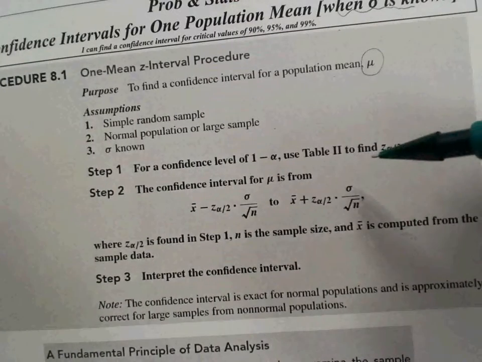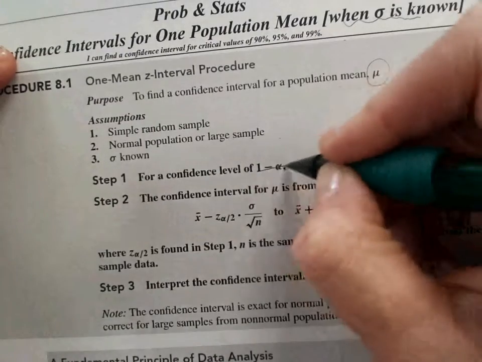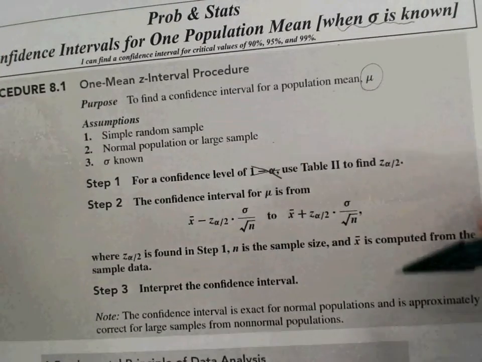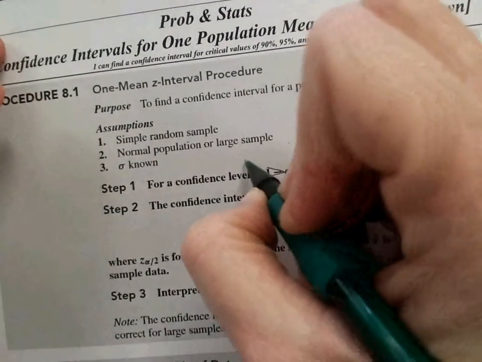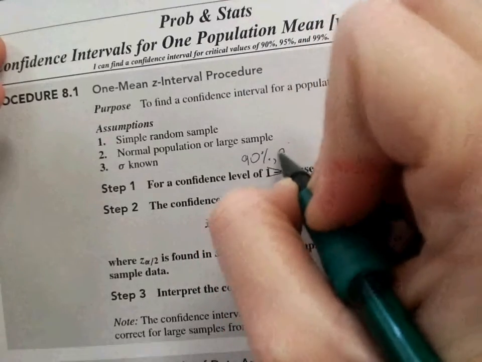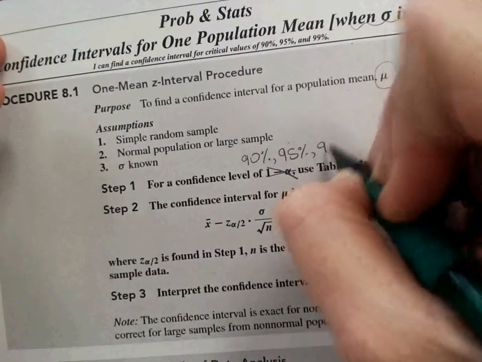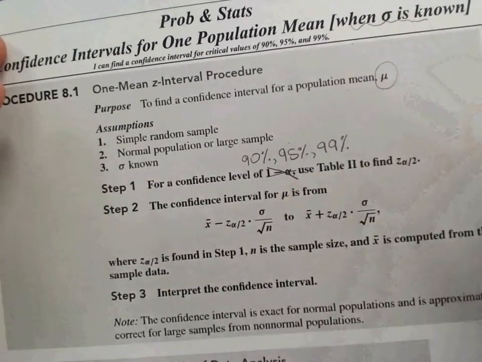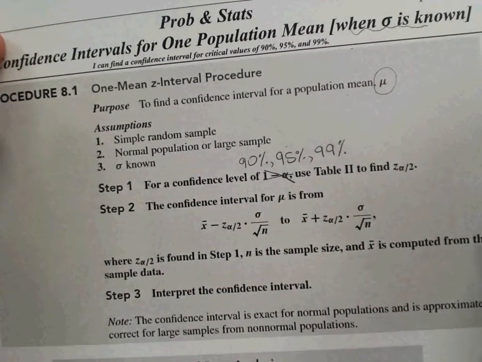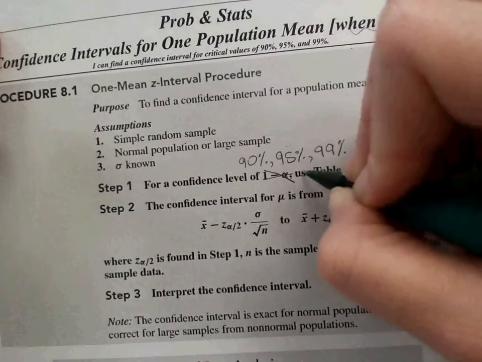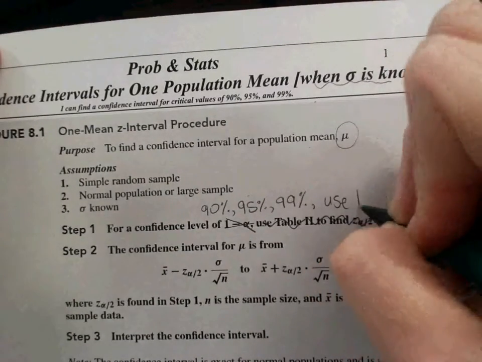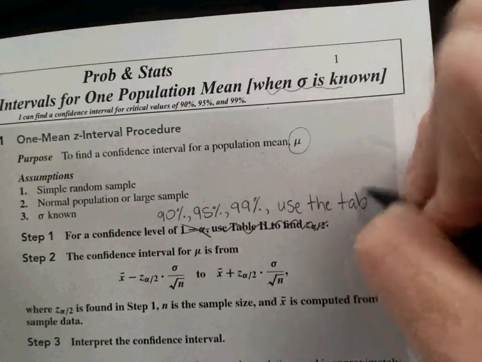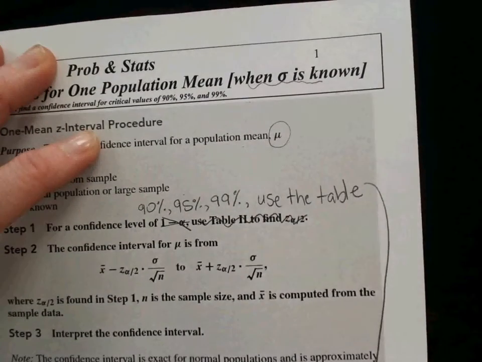So step one, for a confidence level of 1 minus alpha, and we're going to cross out 1 minus alpha. This is based on a college text, and so we're going to simplify it just a little bit. We're actually just going to focus on the 90%, 95%, and 99% confidence levels. And instead of using this specific table that's sort of like our z-score table, we're just going to use the generic table below.